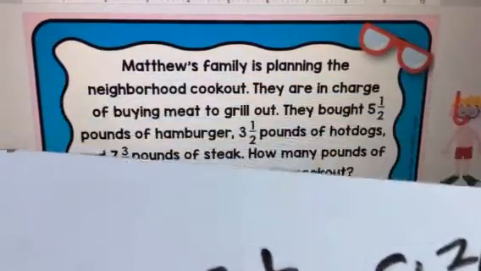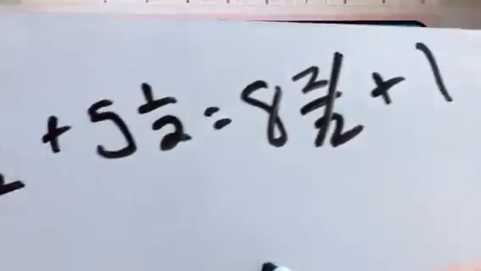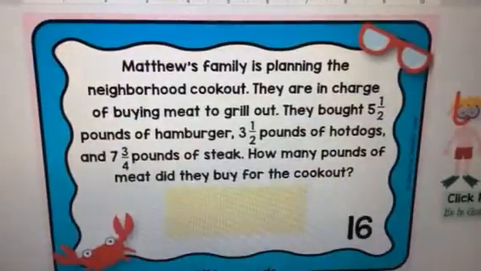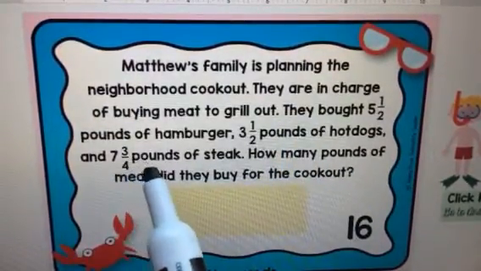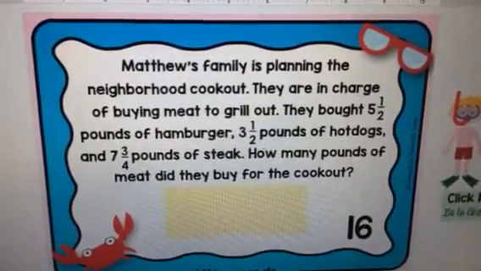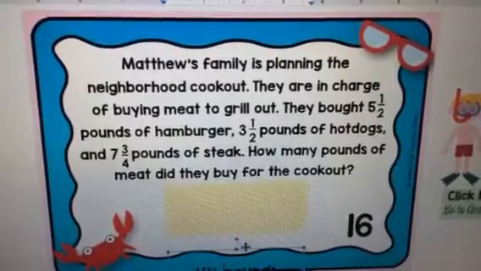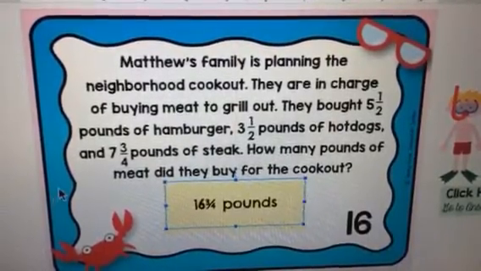So 5.5 plus 3.5 equals 9. So now all I have to do is add 9 pounds to 7 3/4 pounds. So 9 plus 7 is 16, and then 3/4 pound. There's other ways you can get to that answer, but to me that was the easiest way.